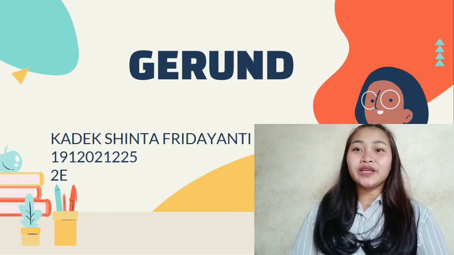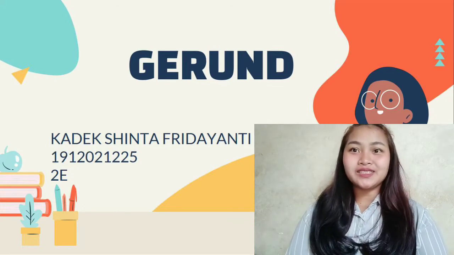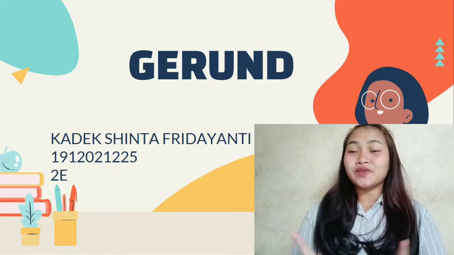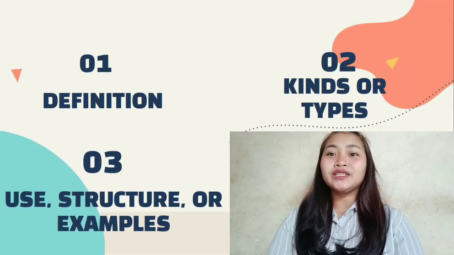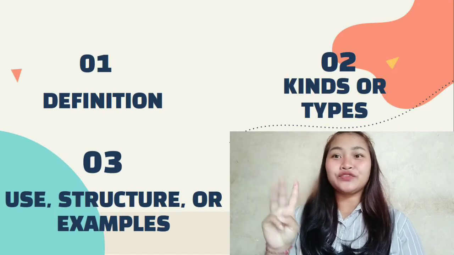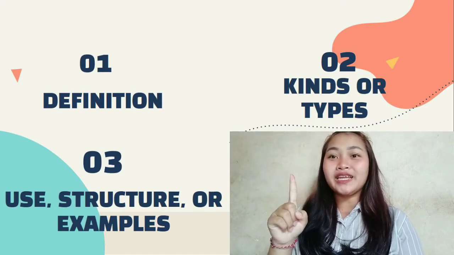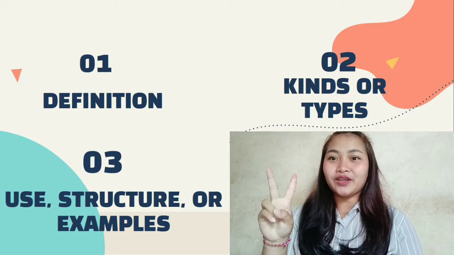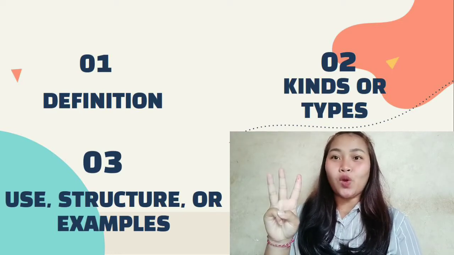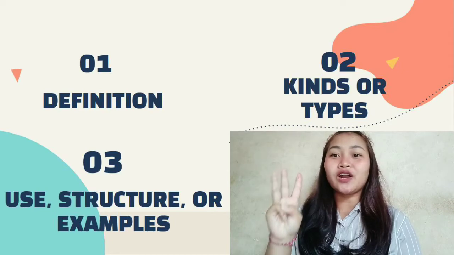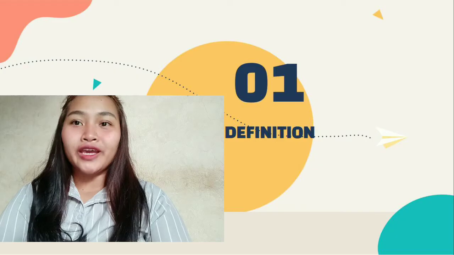Now, I will explain one of the materials that I have obtained during this semester, that is gerund. In this part, I will explain three parts of gerunds. The first one is definition, the second one is kinds or types, and the third one is use, structure, or examples of gerund. Okay, let's start.